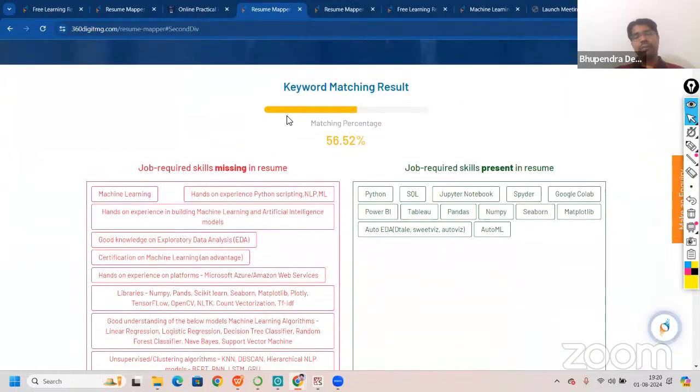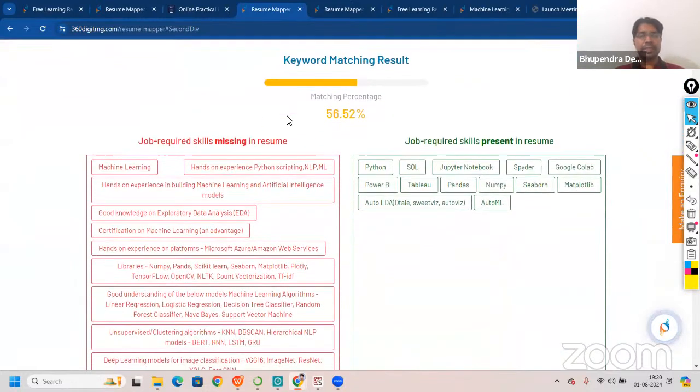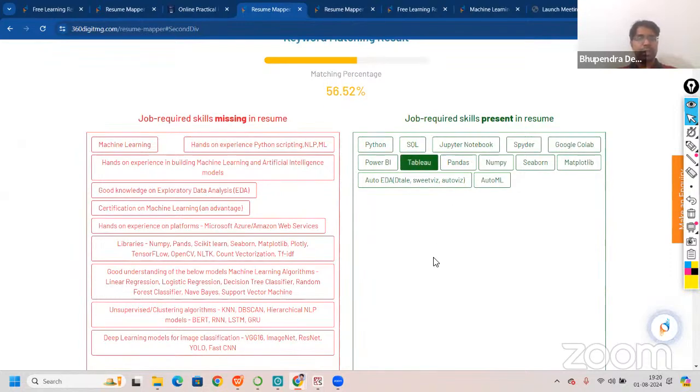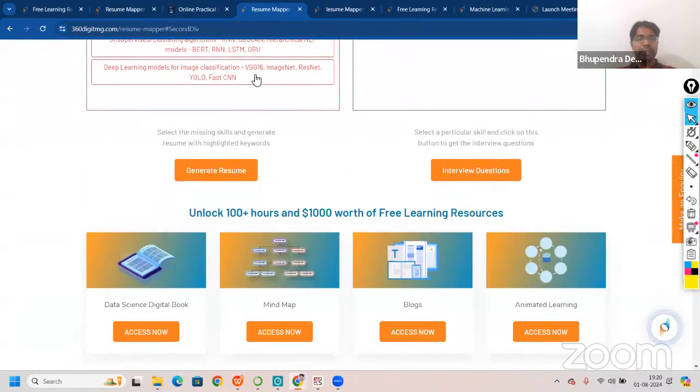And here we have the keyword matching result. You'll get answers like this, keyword matching result. Well, you have job required skills missing in the resume, and you have job required skills present in that resume. Well, for example, if you want to prepare for interview questions and you take this particular skill, you can just generate resume or you can generate interview questions.